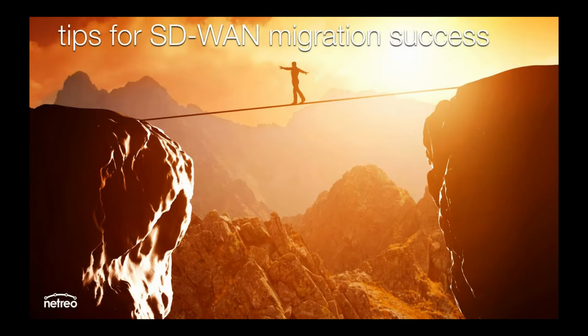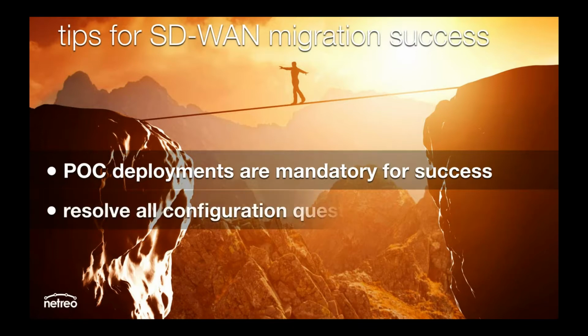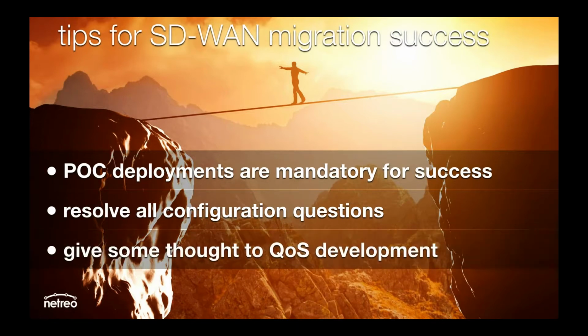So a few things that we say are useful tips for making the migration a success. The first one is proof of concept. These are almost mandatory for a successful migration in an SD-WAN environment, because an isolated POC with a first site will help you make sure that all the configuration options are well considered. So the pilot site also provides an opportunity to make sure any unforeseen application or performance issues are resolved before a larger scale deployment. You should also give some thought to your QoS configuration.